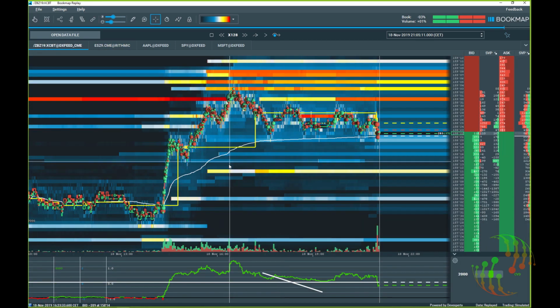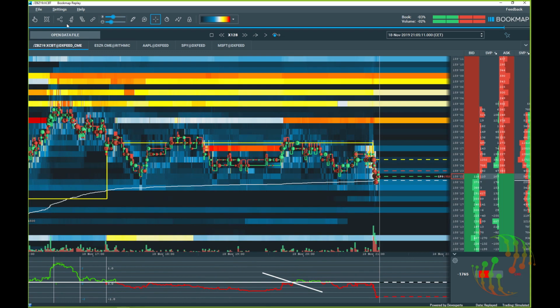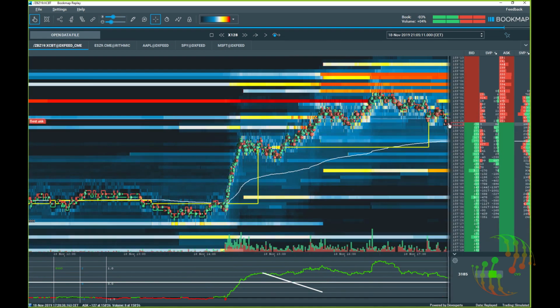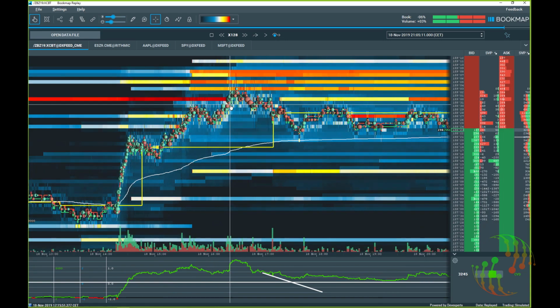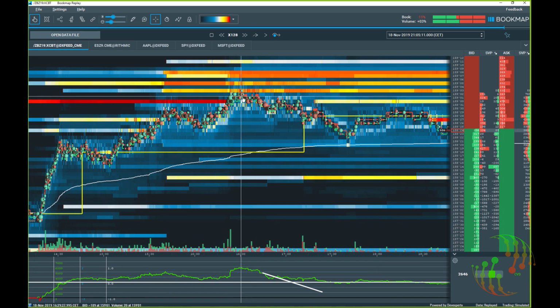You see that in ZB here, for example. That's a nice one. We have absorption here. We have absorption here at this level. So again, liquidity acts like a magnet. The price is heading up, heading up, heading up, heading up, because this was our target, absorption. And I'm sure this is exhaustion here. Look here.